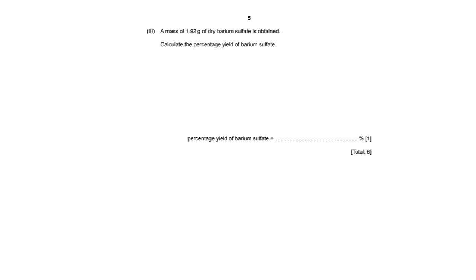Okay, so the last part of this question is a mass of 1.92 gram of barium sulfate is obtained. Calculate the percentage yield. Whenever there is a percentage yield and you are given the mass of the product, it means that is the actual yield that you're going to use. And the mass that we previously calculated, which was 2.56, that was the theoretical yield. Now, how will you calculate the percentage yield? Actual over theoretical. 1.92 divided by 2.56 multiplied by 100, and you'll get 74.9%.